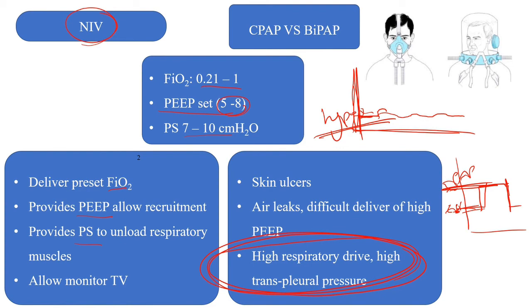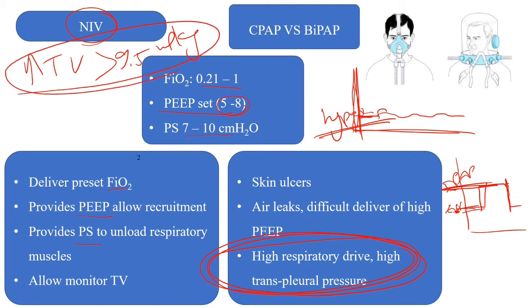So in patients on non-invasive ventilation, if they have a high respiratory drive, you will find that they have a high tidal volume, higher than 9.5 milliliters per kg of predicted body weight. This indicates a probability of failure, because the patient has large swings in the pressures, endangering his lung by inducing lung injury.